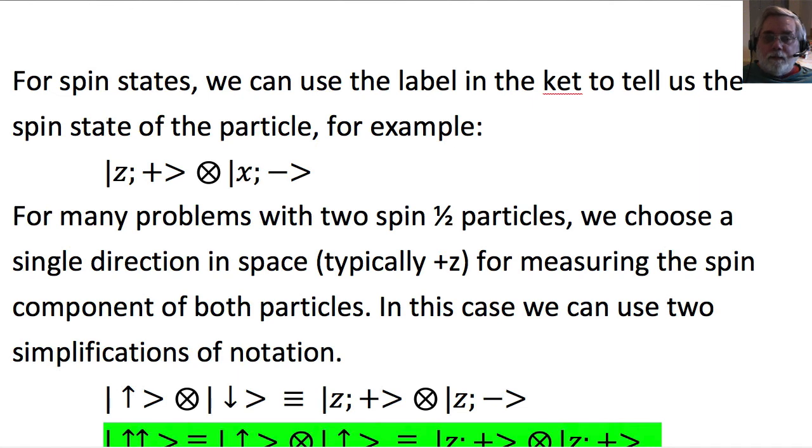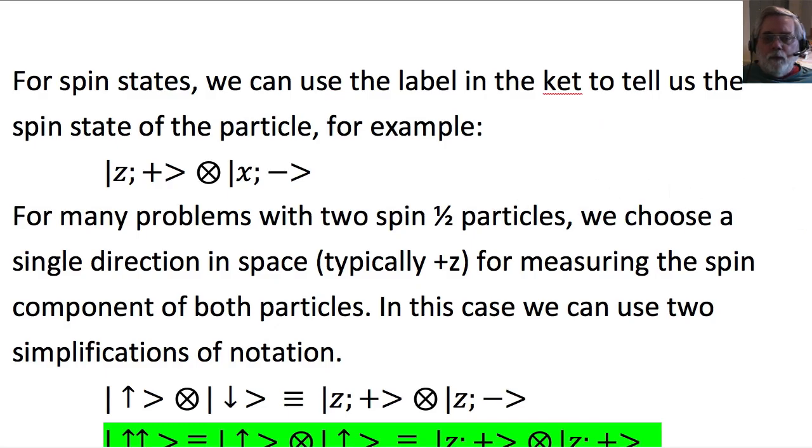For spin states, we can use the label in the ket to tell us the spin state of the particle. For example, we could have a system of two spin 1/2 particles where the first particle was in spin state Z plus or Z up, and the second particle was in state X minus or X down.